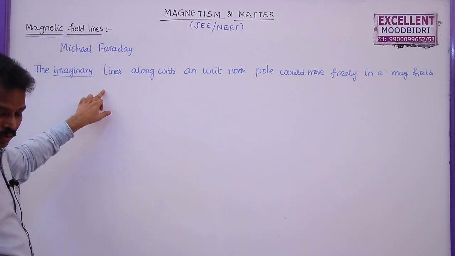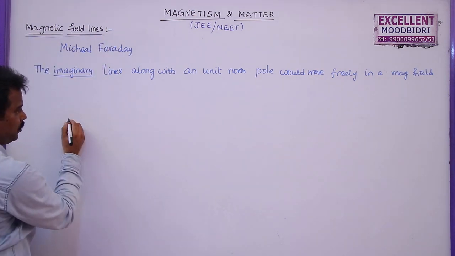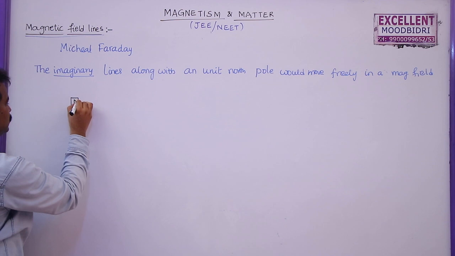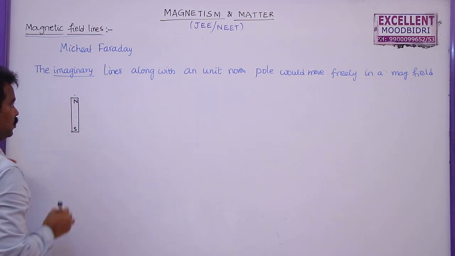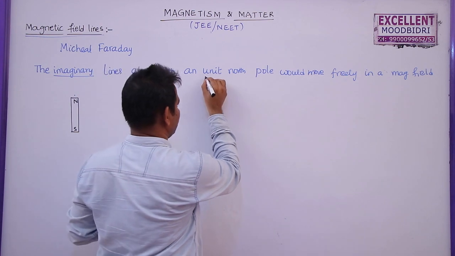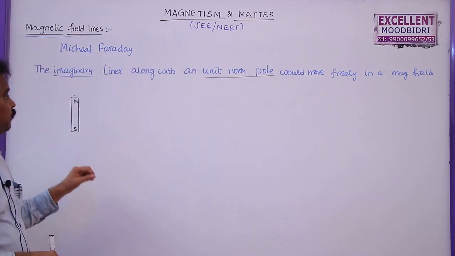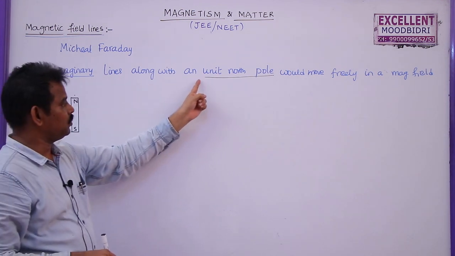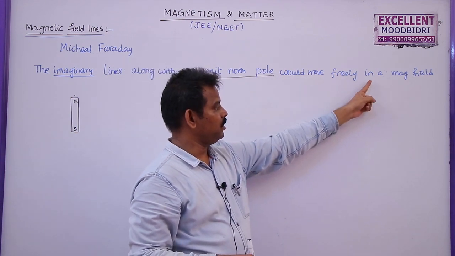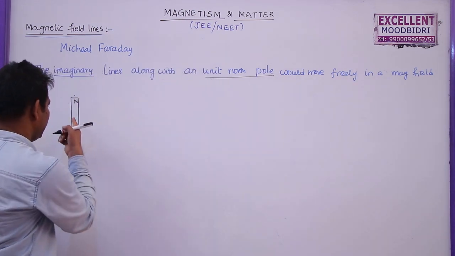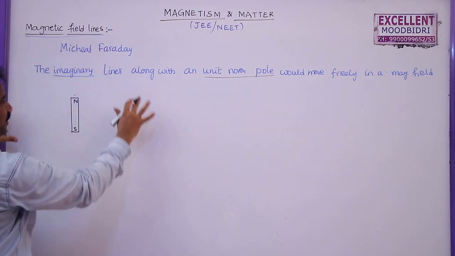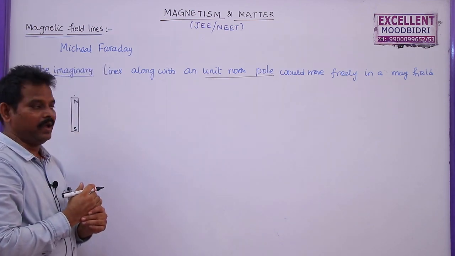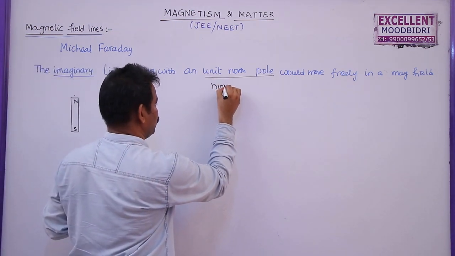Now, how to draw these magnetic field lines? How can the magnetic field lines be traced? So first you take a bar magnet, keep it like this. Let us say this is north pole, this is south pole, and if you keep a unit north pole, remember I am taking a unit north pole. In the case of electric field lines, we wrote the same definition as the imaginary lines along which a unit positive charge would move freely in an electric field are known as electric field lines. Here, this is a magnet and it produces a magnetic field around it. In this magnetic field, if you keep a unit north pole, but already I told you monopole does not exist.